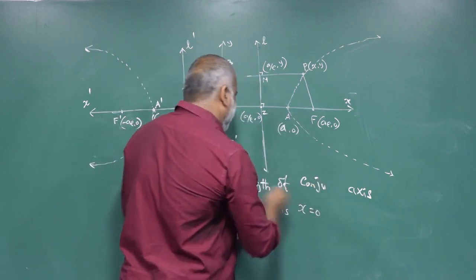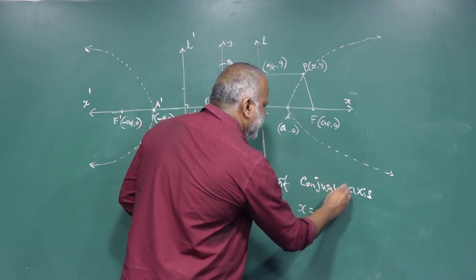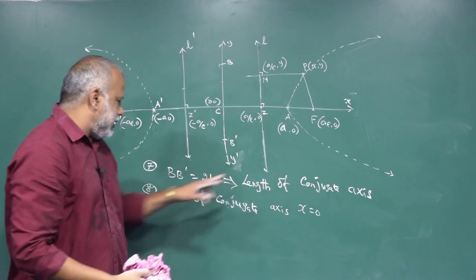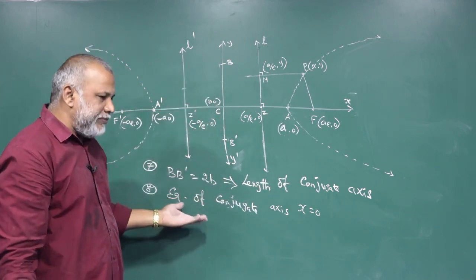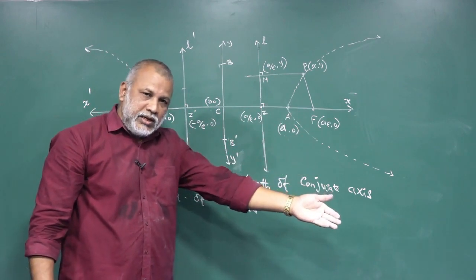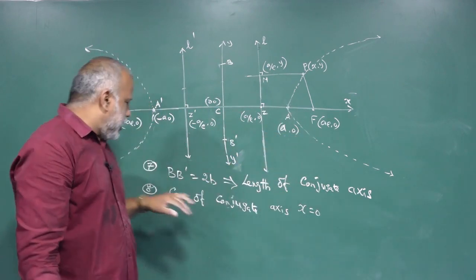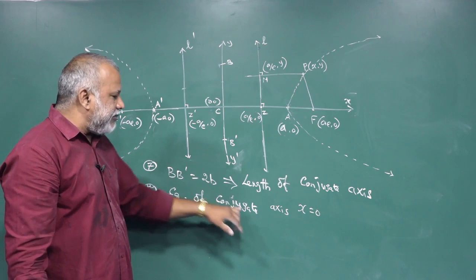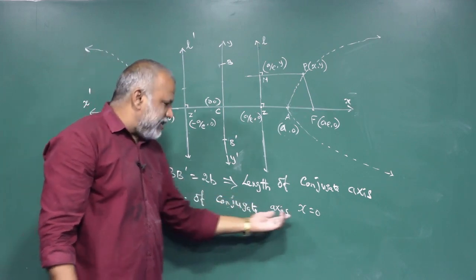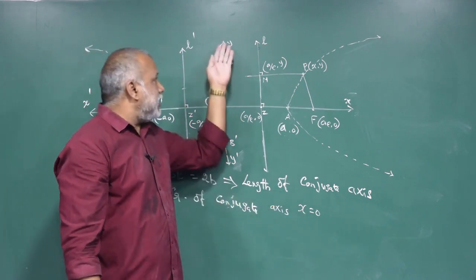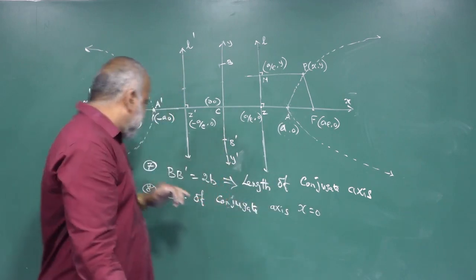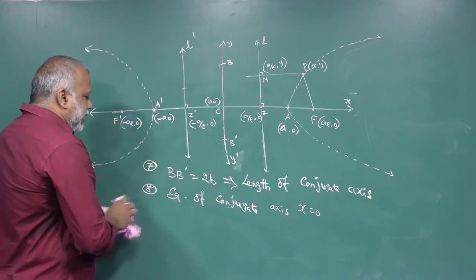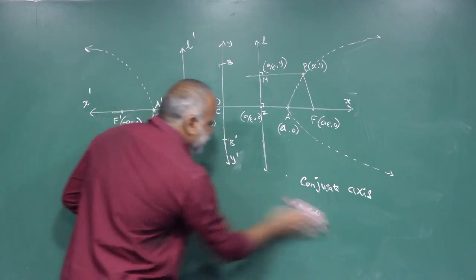Here the length of the conjugate axis. Here you are using length, so length is B dash equal to 2B. But in your ellipse they are using the word length of minor. And the next one is equation of conjugate axis. Equation of conjugate axis is nothing but equation of y-axis. The value x equal to 0. So this is result number 7 and 8.